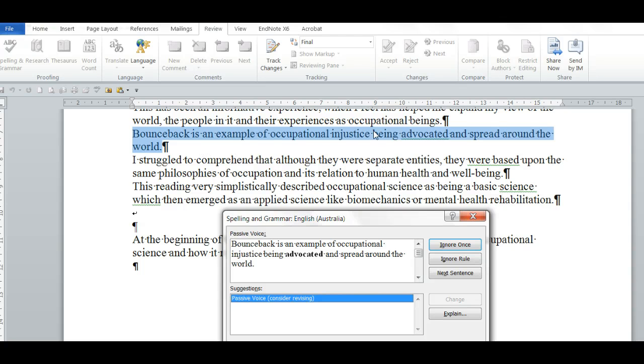So bounce back is an example of occupational justice being advocated and spread around the world. Similarly, this is passive voice. You can change it or not.